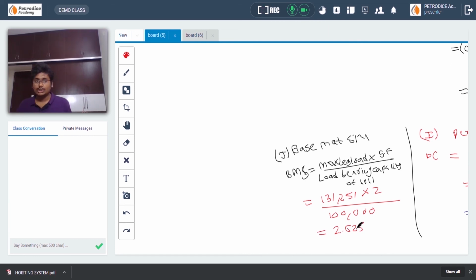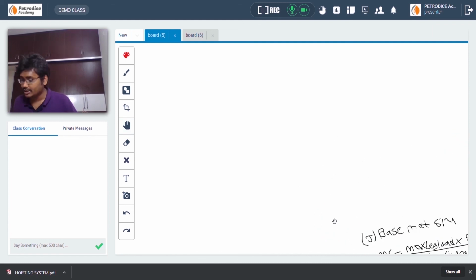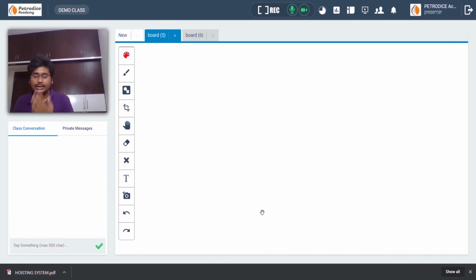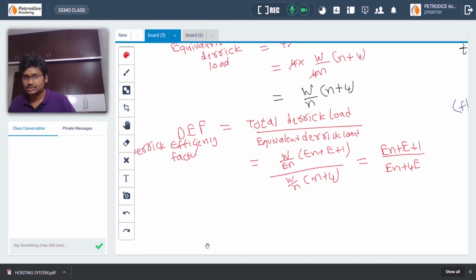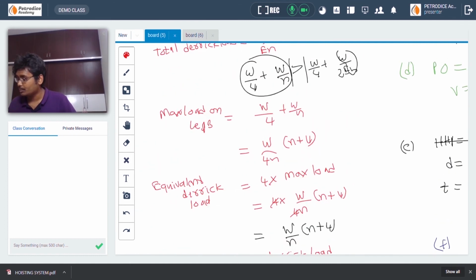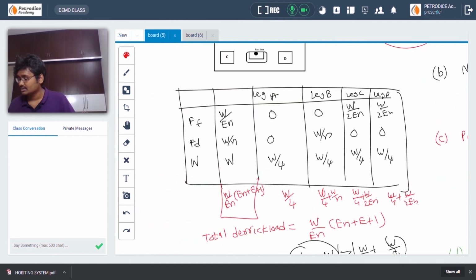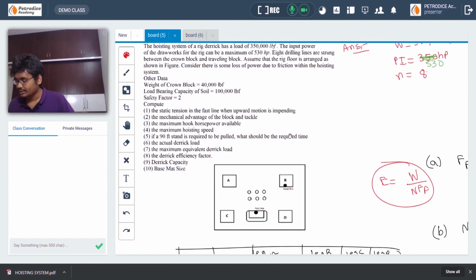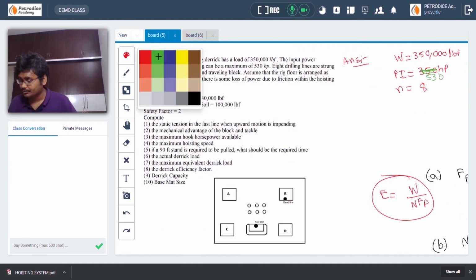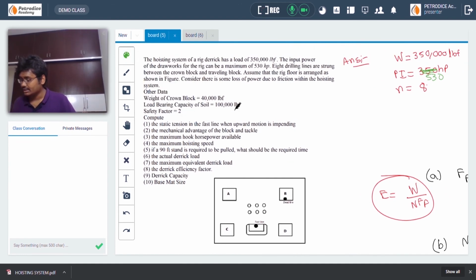Okay, these are all the formulas that you have to remember while doing it. You have to know the process of load bearing analysis. Yes, we have calculated everything.